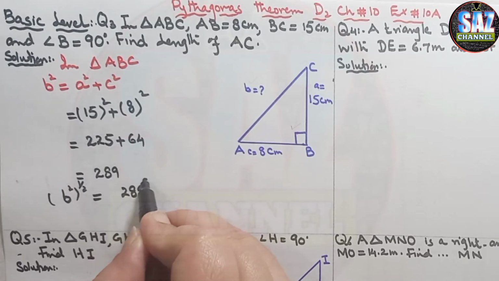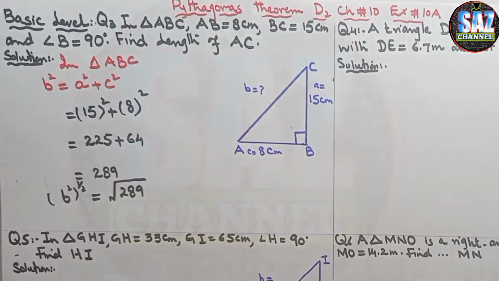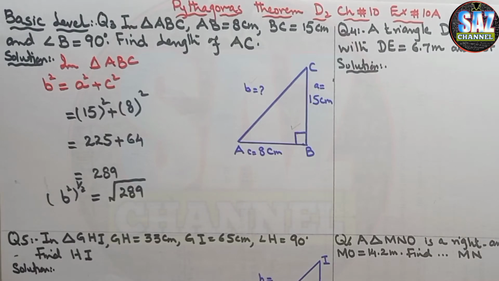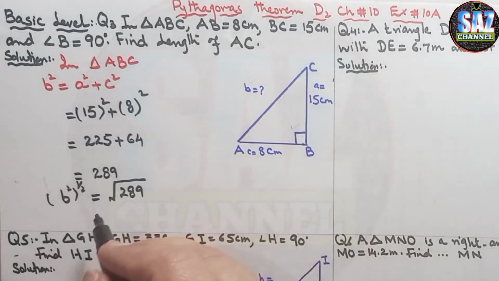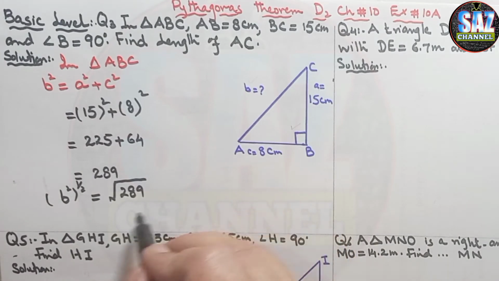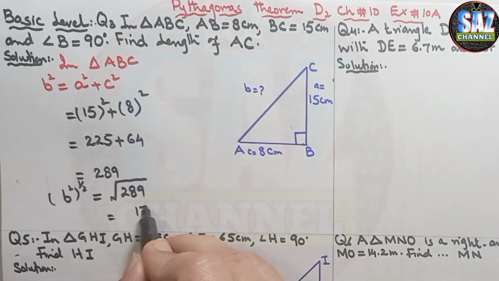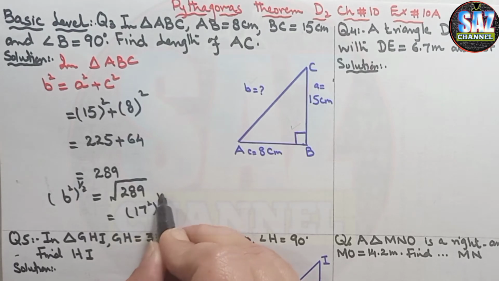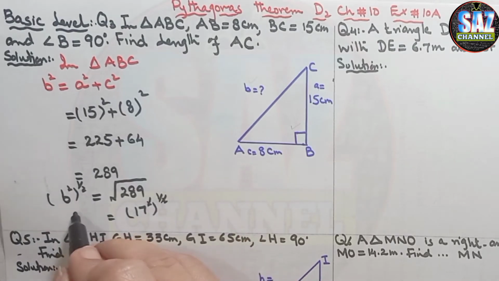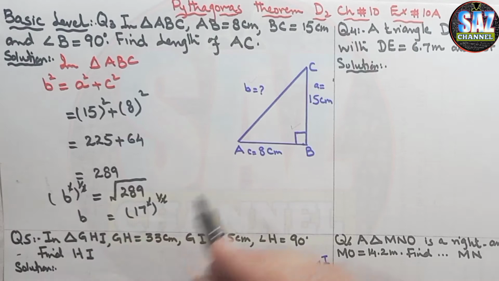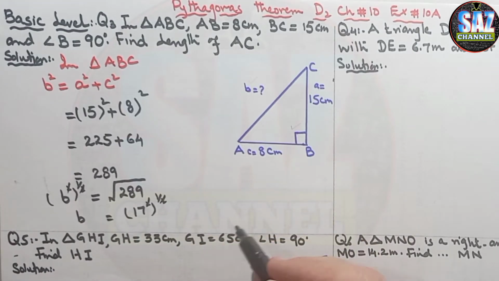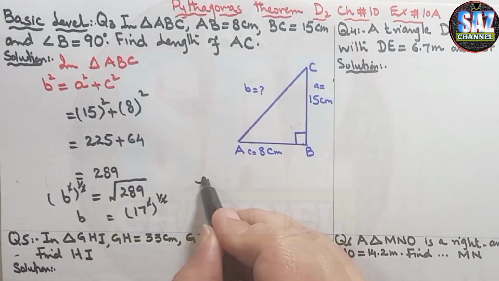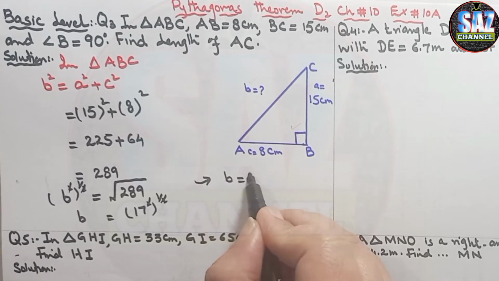And now recall chapter number 3 D2, where we ask you to learn the squares of the numbers from 1 till 30. Recall the number whose square is 289, and I hope that is 17. So I write it in the form 17 square, and the square root will cancel the square sign, and length b will be equal to 17 centimeter.